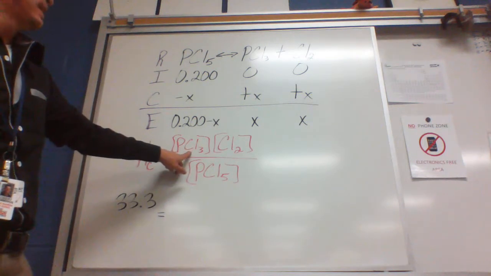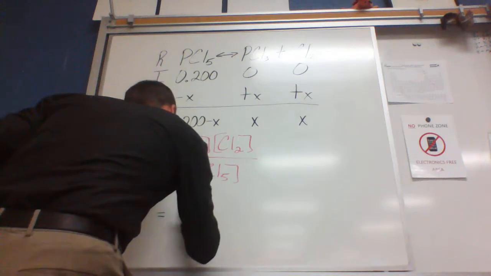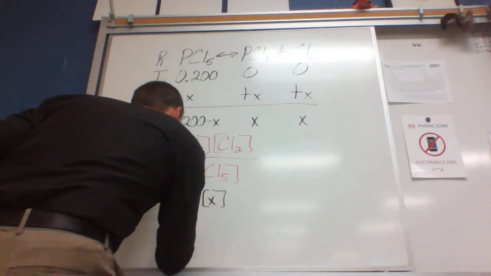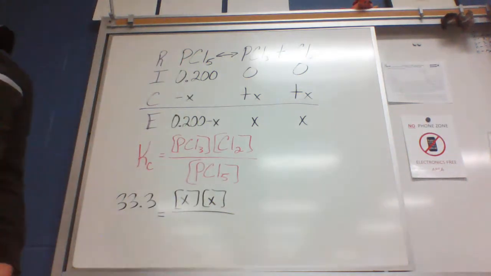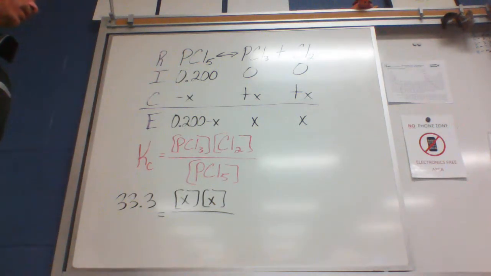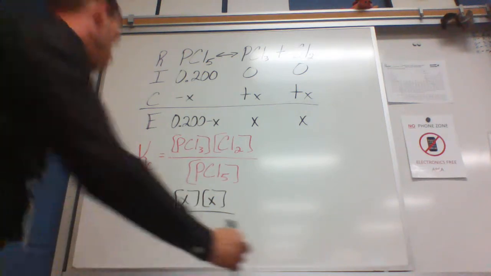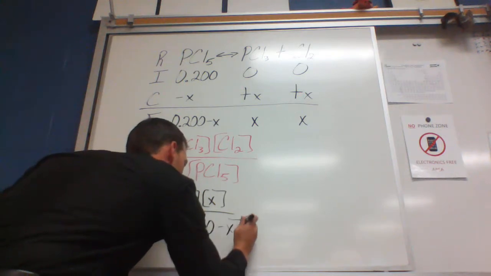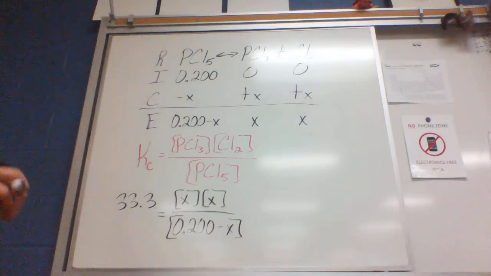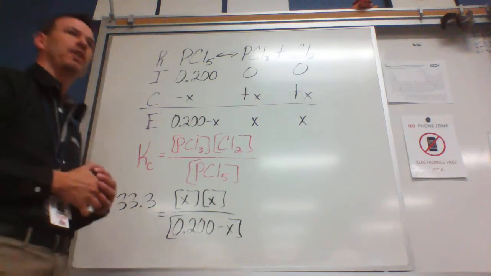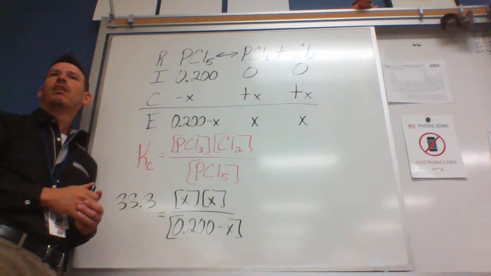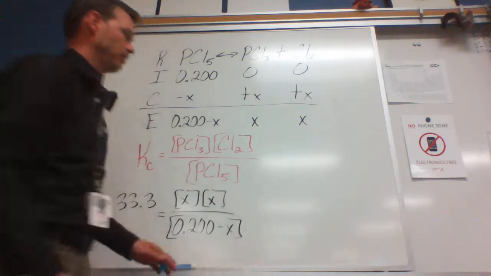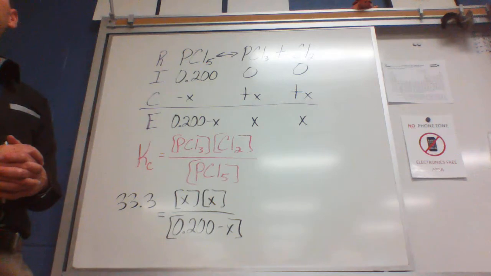As I input these, it's X for both of my products. For those of y'all that know what a quadratic is, you can see it forming there. And on the bottom, it's 0.2 minus X. All I did was put the numbers in. Nothing should confuse you yet. In a perfect world. We all right? Yes, sir.